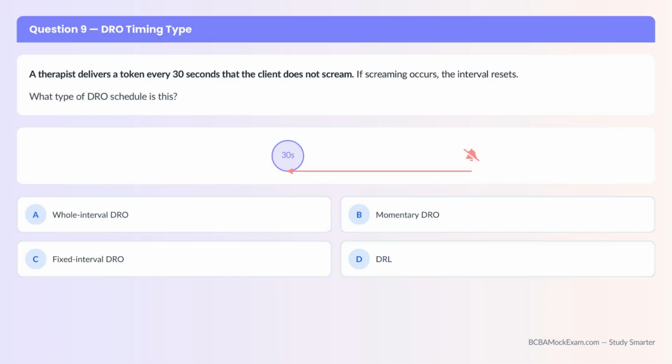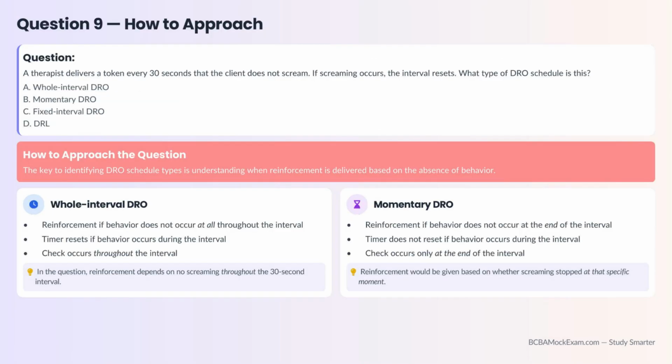Second, we need to decide what kind of DRO it is, whole interval or momentary, by looking at how the interval is evaluated. To distinguish whole interval DRO from momentary DRO, ask, do we require no behavior during the entire interval, or just at a single moment in time? Whole interval DRO means any occurrence of the behavior within the interval cancels reinforcement and often resets the timer.